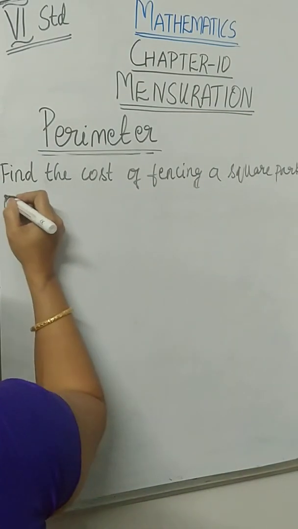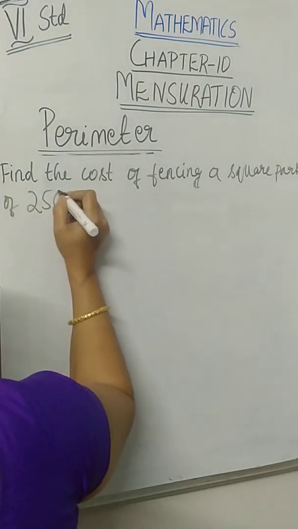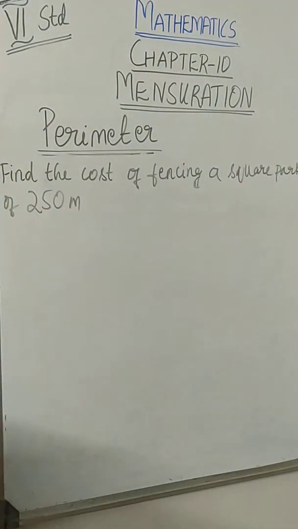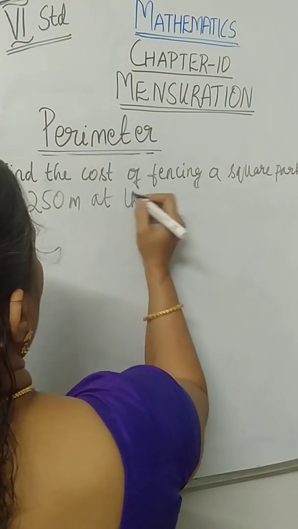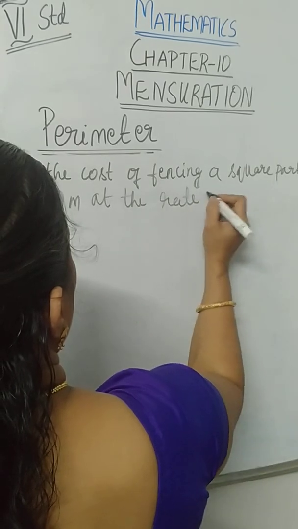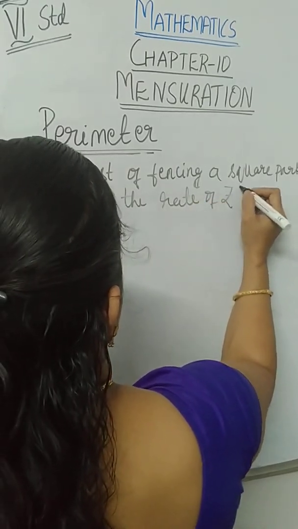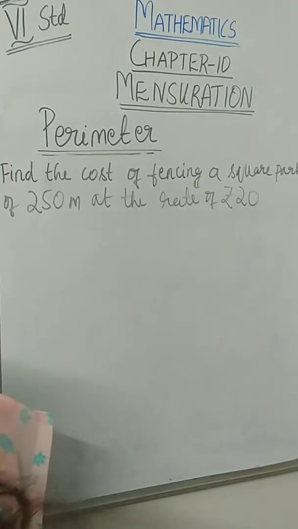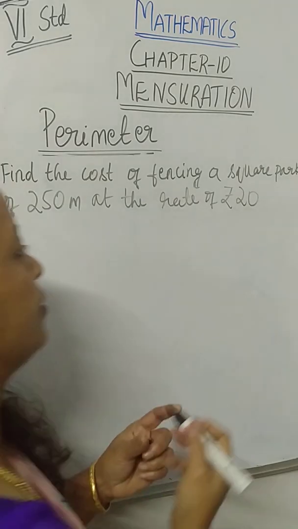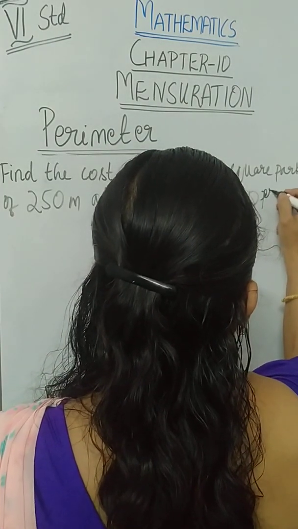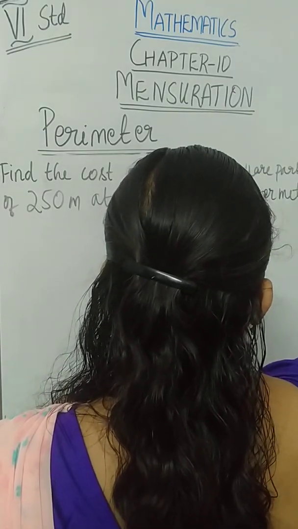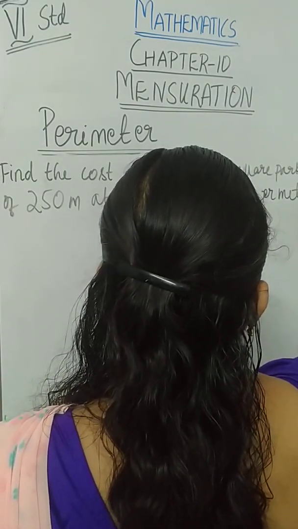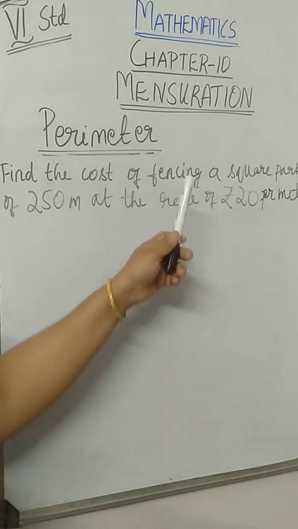Find the cost of fencing a square park of 250 meter at the rate of rupees 20 per meter. 20 per meter. Let us see now how to calculate this. Look here, find the cost of fencing.